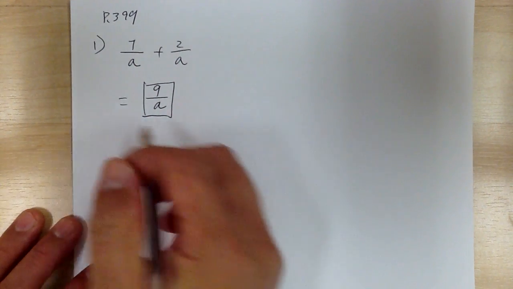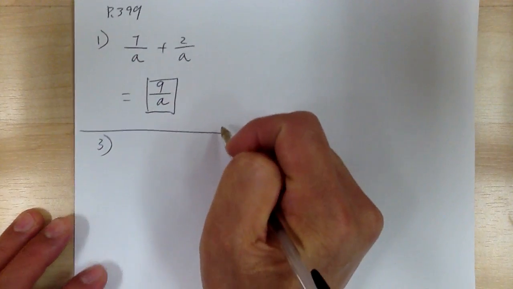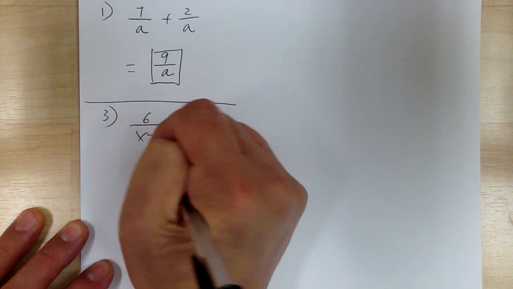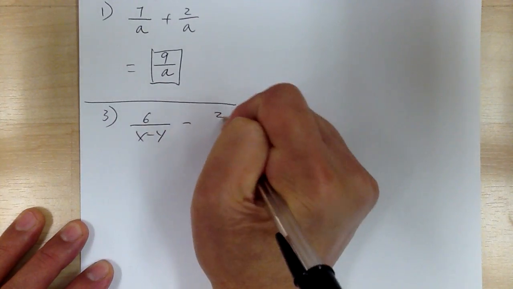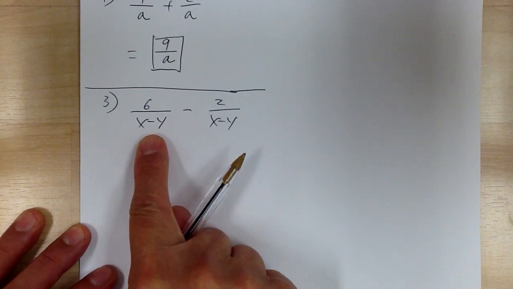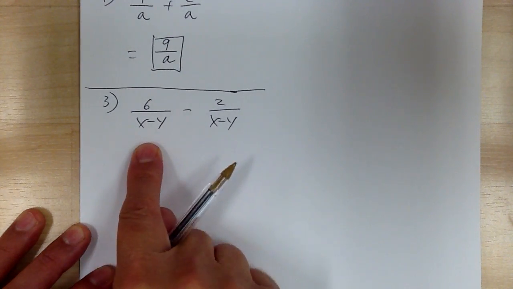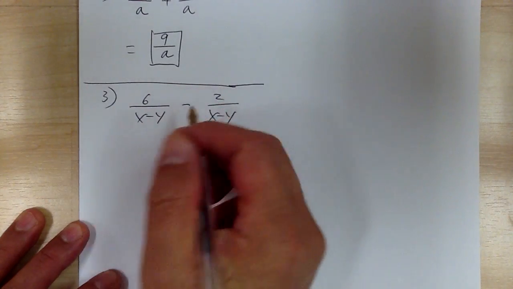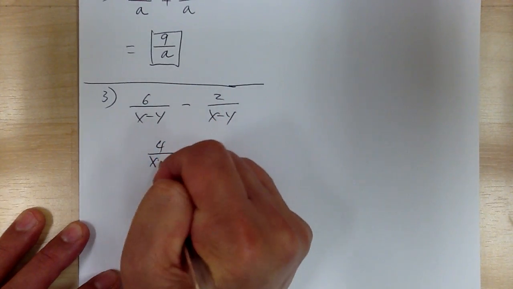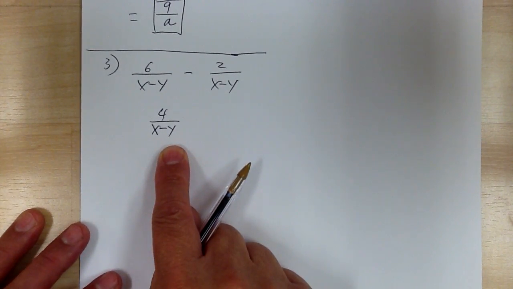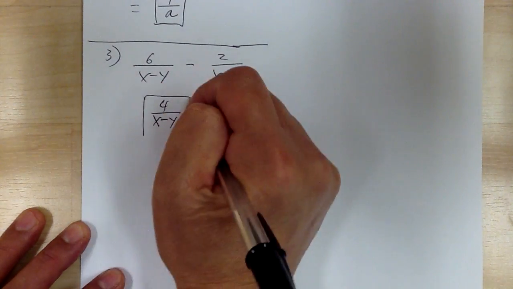Okay, now let's go to number 3. You have 6 over x minus y minus 2 over x minus y. So again, first you need to check, see if you have a common denominator. In this case, yes, so you can go and subtract. So 6 minus 2 will give you 4 over x minus y. And you check, see if you can factor and cancel. Cannot, so that's your answer.